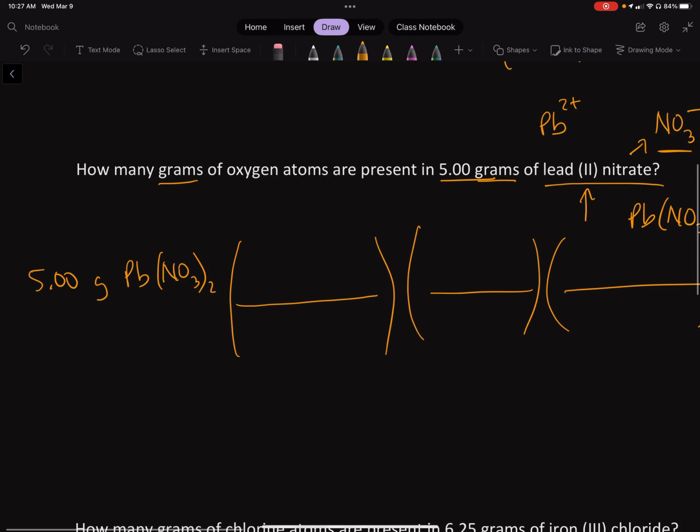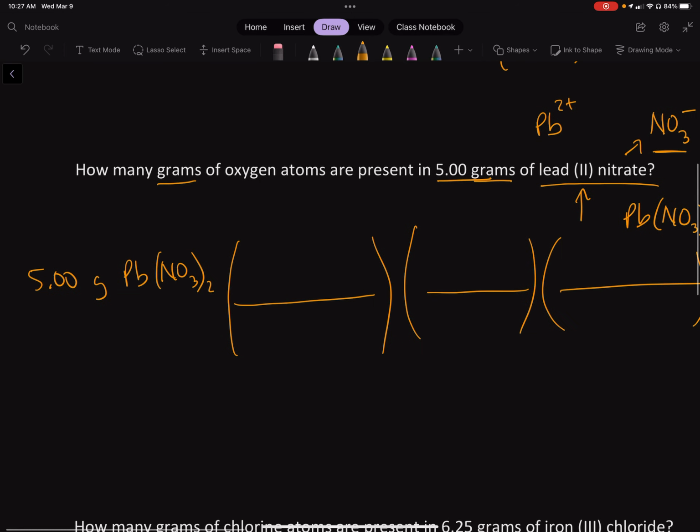Our general game plan for problems like this, where we start with grams and need to get to grams, is to start with the grams of substance A, convert that to moles of substance A using the molar mass, then go to moles of substance B using the mole-to-mole ratio, so stoichiometry, and then go to grams of B. So that's the general plan.